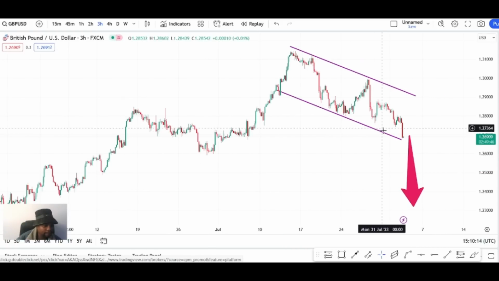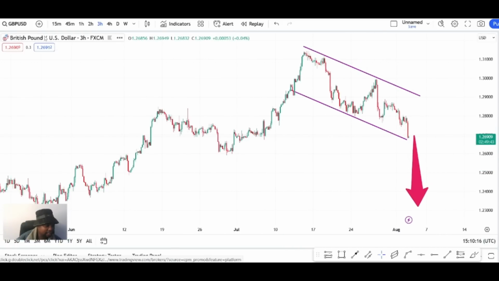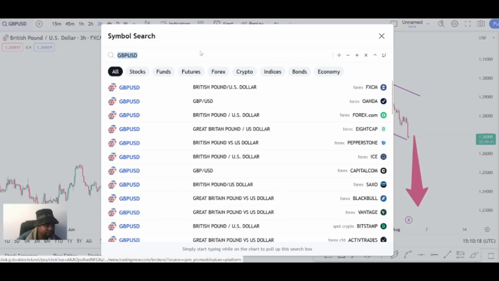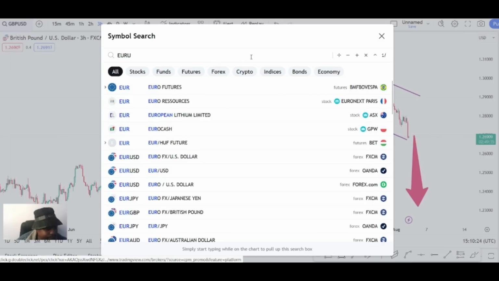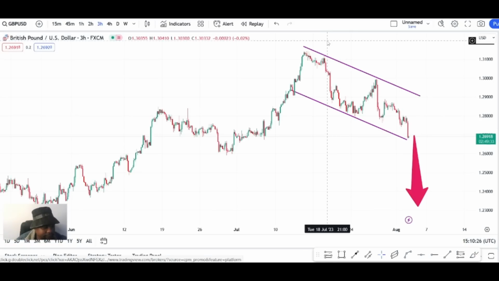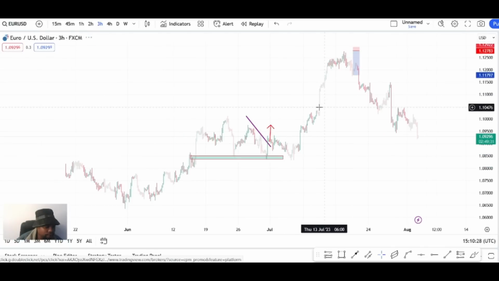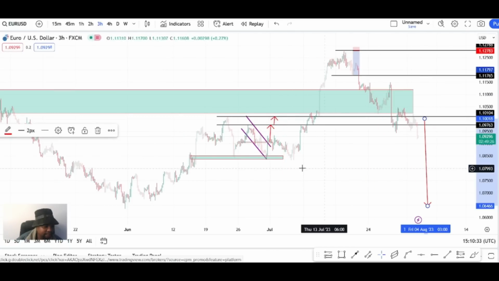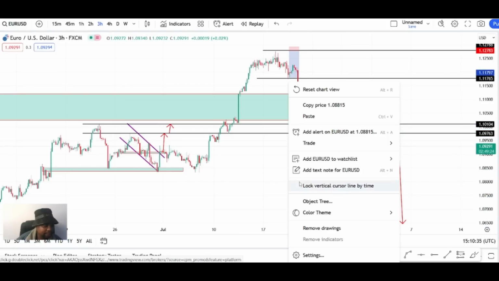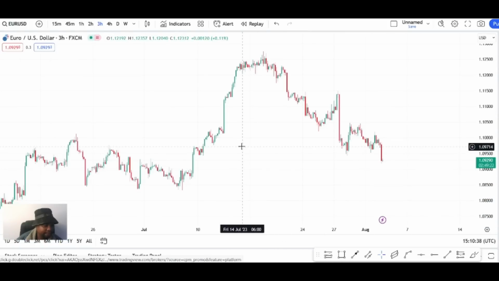At the moment, as you can see, we are experiencing a very strong USD. So let's check Euro USD as well. It should also be giving us the same thing. Yes, 100% it's giving us the exact same thing that GBP USD was offering us.